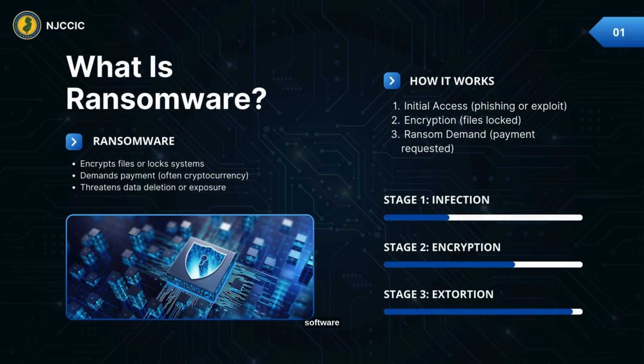Ransomware is a type of malicious software, also known as malware, that blocks access to a computer system or encrypts files until a ransom is paid. Most ransomware attacks follow three main stages. First is infection, where the attacker gains initial access to the system. This often happens through phishing emails or by exploiting software vulnerabilities. Second is encryption, where the malware locks files or entire systems so the victim can no longer access their data. Finally comes extortion, where the attacker demands payment, often in cryptocurrency, in exchange for a decryption key or to prevent the stolen data from being released publicly.